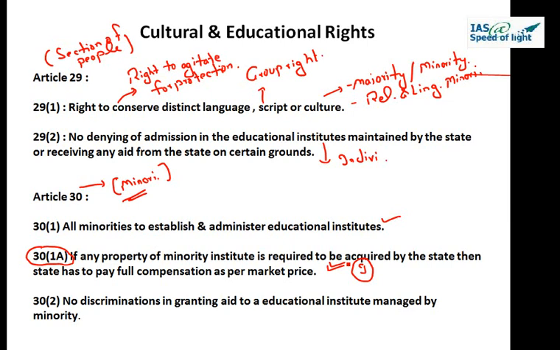Let's read part 2 of Article 13. The state shall not, in granting aid to educational institutions, discriminate against any educational institution on the ground that it is under the management of a minority, whether based on religion or language. So no discrimination in granting aid to an educational institution managed by a minority. Okay, so this is all about the cultural and educational rights, Article 29 and Article 30.